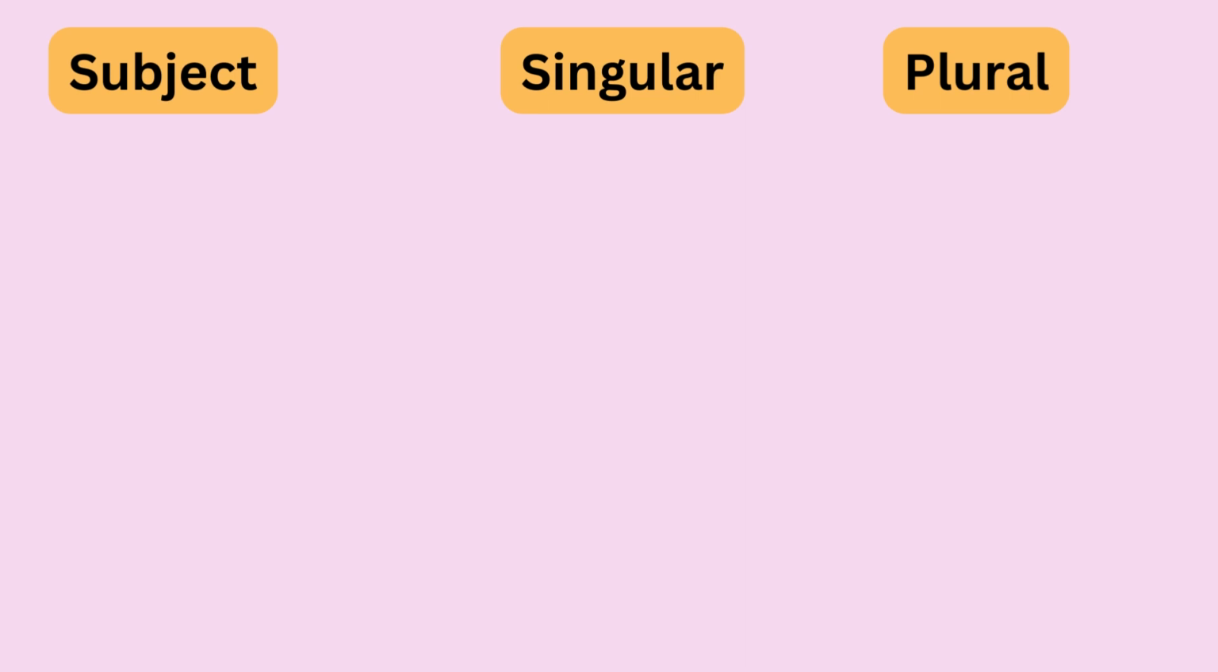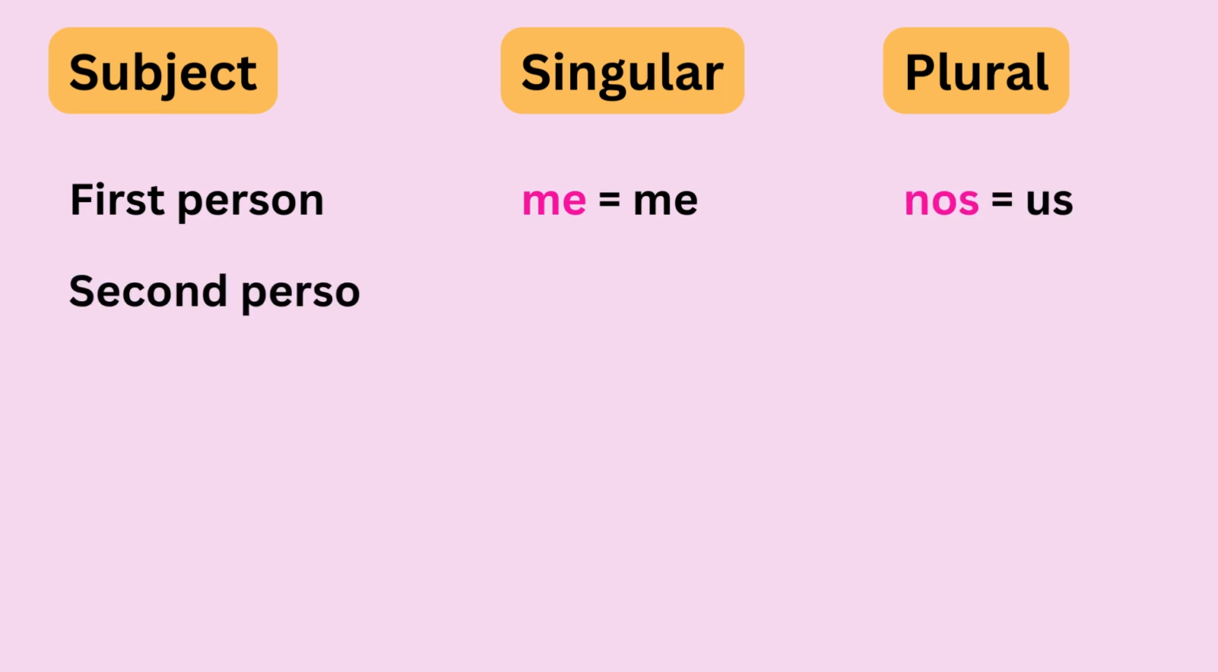Now, let's see these direct object pronouns and their translation into English. Here we have the subject, the singular form and the plural form. First person singular, me, which means me. First person plural, nos, meaning us. Second person singular informal, te, informal you. Second person plural informal, os, informal you, only used in Spain.